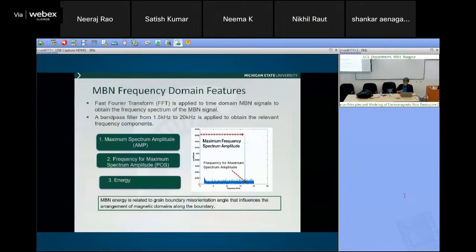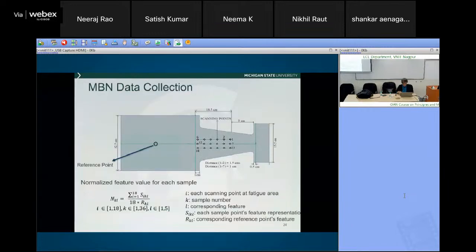And what we showed here are different features that we look at for that. We take the signal, we take the spectrum of it, and we look at the peak value here, peak amplitude, and the frequency where the peak occurs. These are features that you see over here, and what's the energy in the signal itself. And those are the signals that are used for looking at fatigue damage.